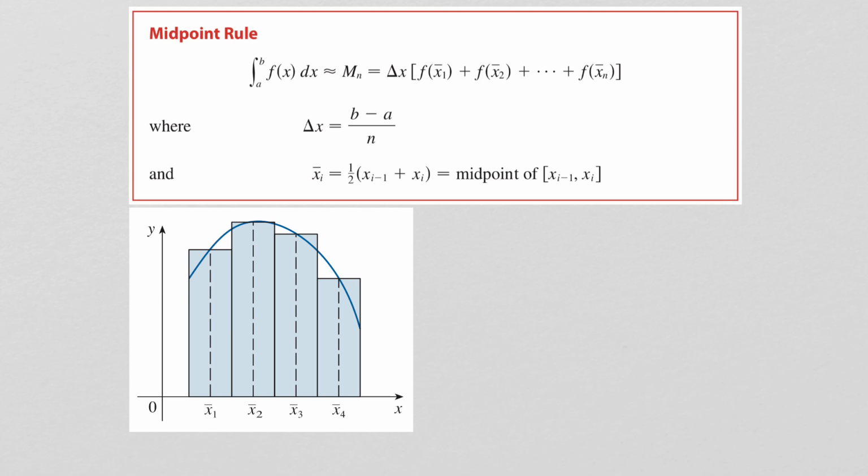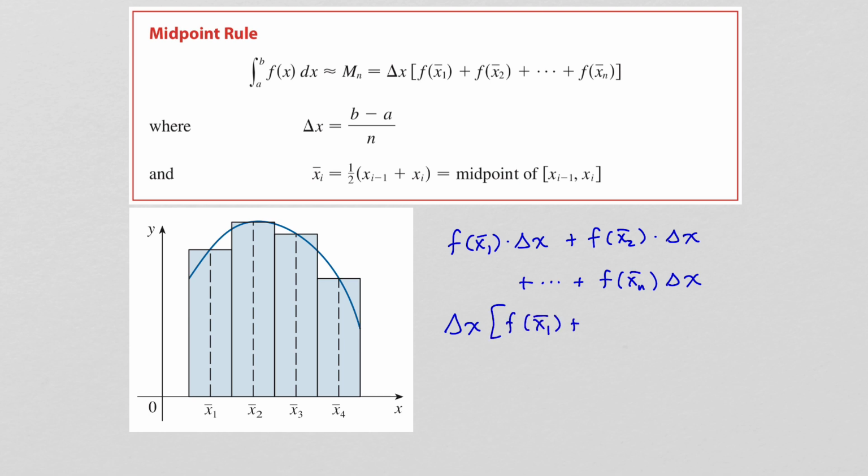So in this case, when you add up the areas of these rectangles, you're going to take the height of the first rectangle multiplied by the width of the first rectangle, plus the height of the second rectangle multiplied by the width of the second rectangle, etc. And we do this all the way up to the last rectangle, which I will call the nth rectangle. And you can see that in this case here, you can factor out a delta x. And when you do that, you simply get f of x1 bar plus f of x2 bar plus all the way up to f of xn bar.